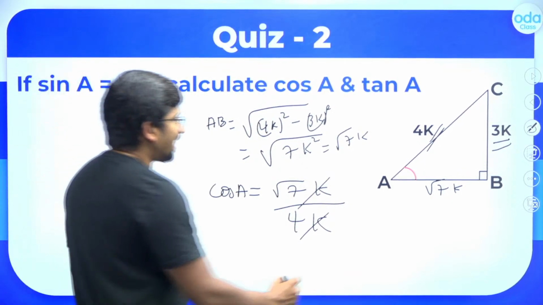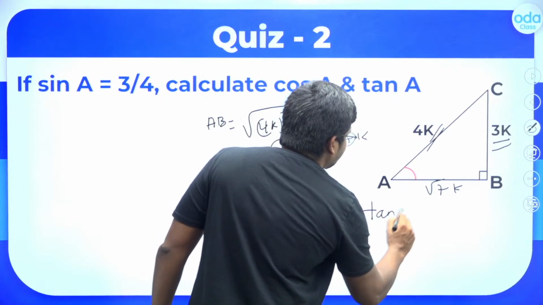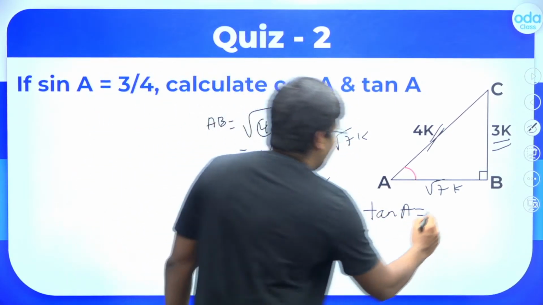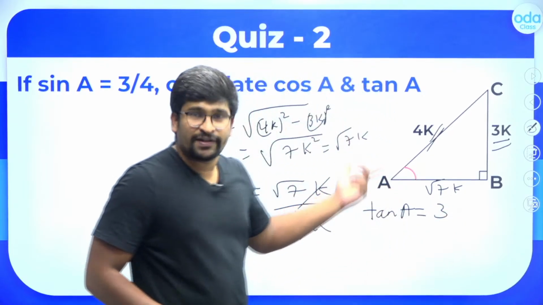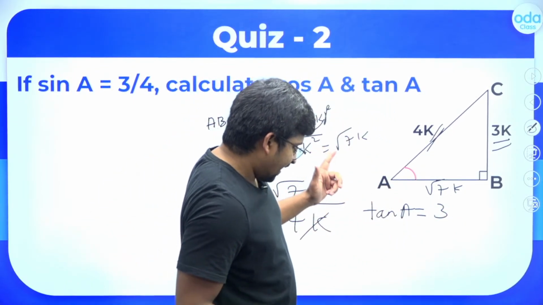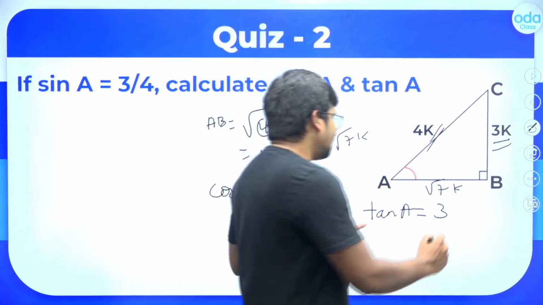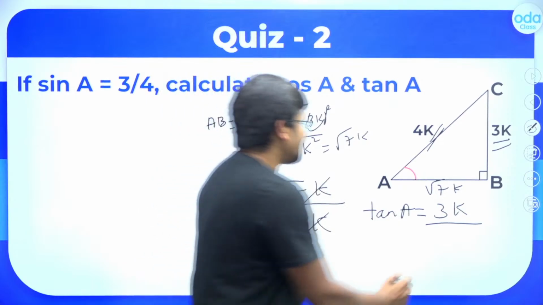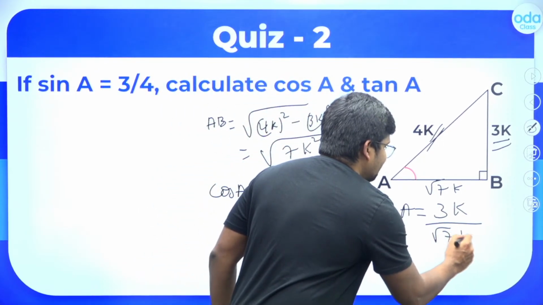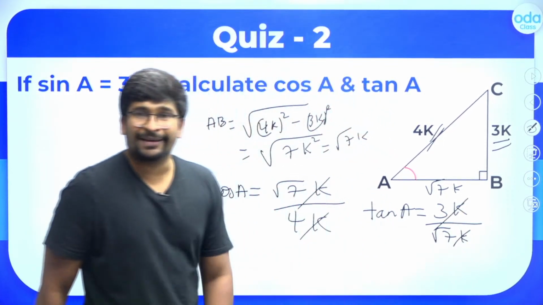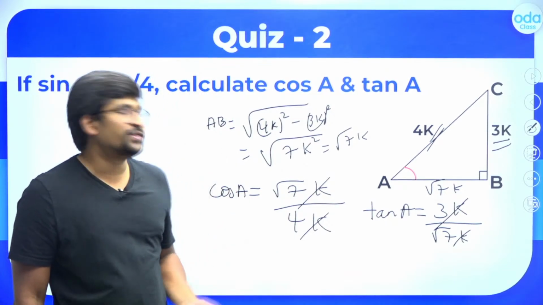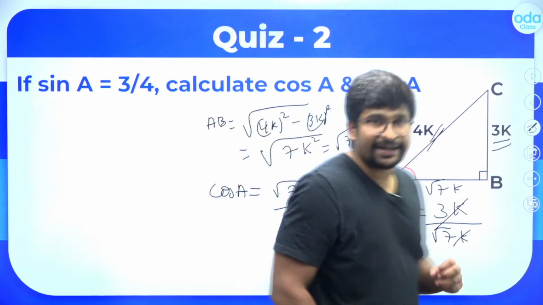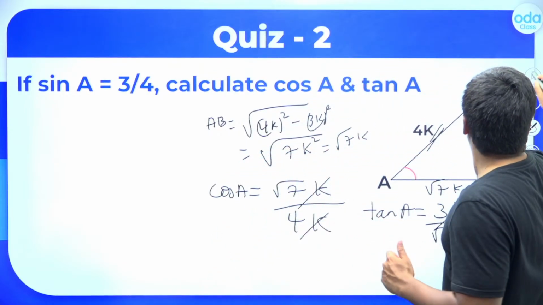Again, what is tan A for you? Tan A will be equal to opposite side divided by adjacent side, right? So for A, what is the opposite side? The opposite side over here is 3k, divided by the adjacent side for A, which is root 7 k. So k and k cancel, so the answer will be 3 divided by root 7. I hope it is clear to each and everyone present here. Fine.